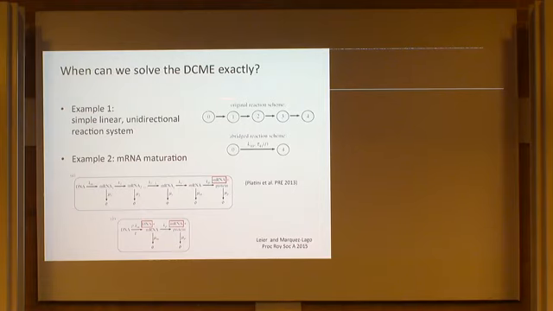And another example that I will give you is this model. We used the model from a paper by Platini and others in PRE in 2013 on mRNA maturation. And this is then the abridgment. So the maturation of the mRNA is lumped in one delayed step.